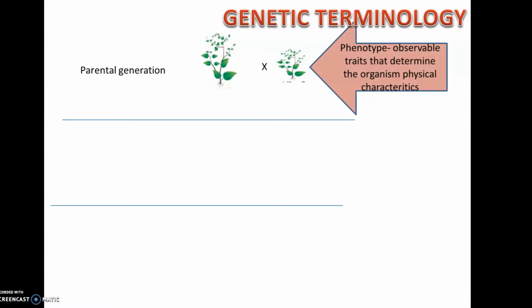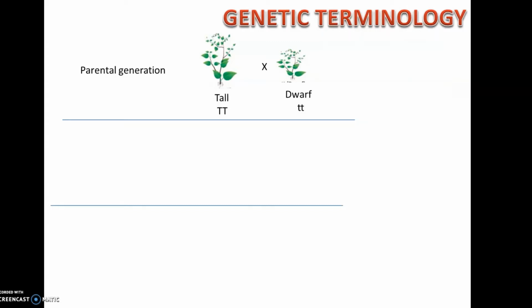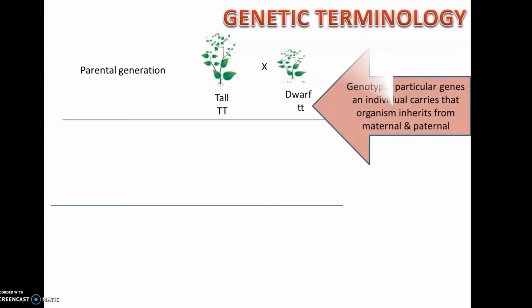Phenotype refers to the observable trait that determines the organism's physical characteristic. For example, tall and dwarf. Genotype is the particular gene an individual carries, which the organism inherits from maternal and paternal parents. For example, capital T and small t.